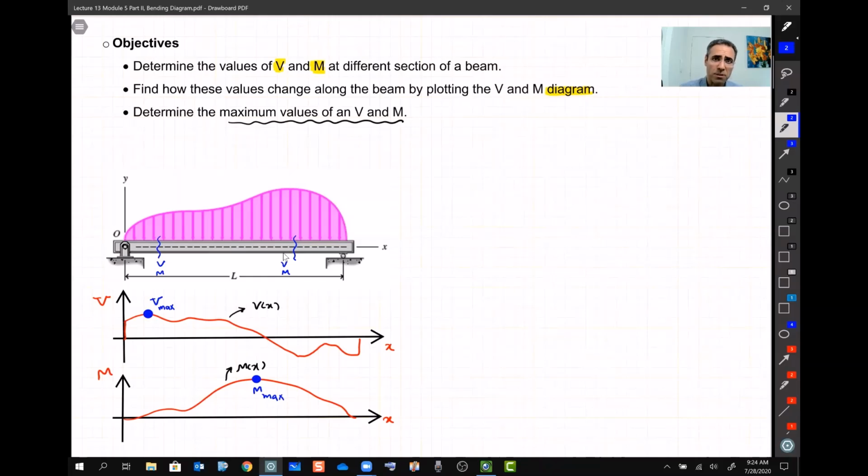All right, so this is our objective then: finding V and M in each cross section, at different points of a beam, drawing the V and M diagrams, and finding the maximum V and M. Okay, is it clear? If there is a question, please ask now before we go further. Okay, hope it's clear.